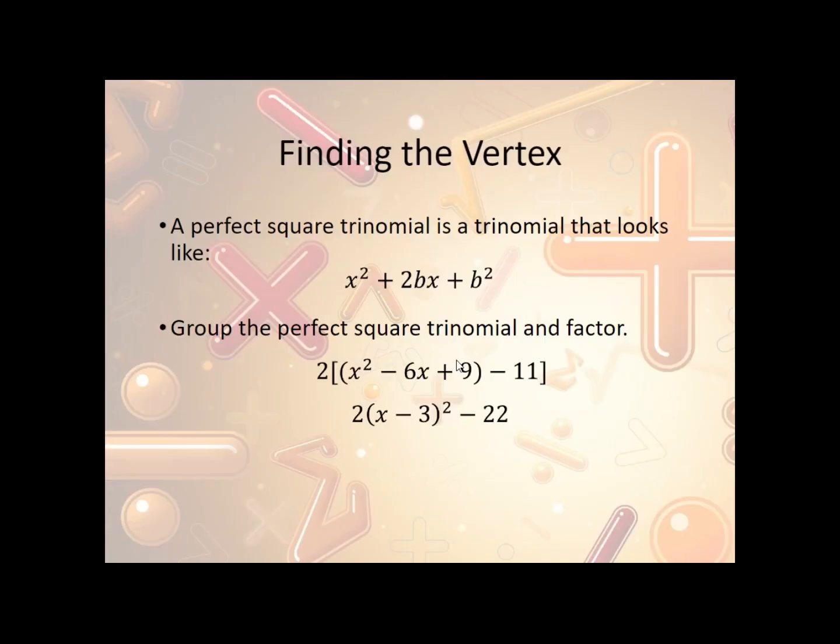Now, how do we find the vertex then? So once we've completed the square, now we just plug this in. So we recognize that this is the h value, and it's always supposed to be minus h. So my h value is just here, so this is going to be positive. So it's positive 3, and then my k value is supposed to be positive, so this one's negative, so it would be minus 22. So my vertex would then be (3, negative 22). So that's how I find the vertex once I've completed the square.